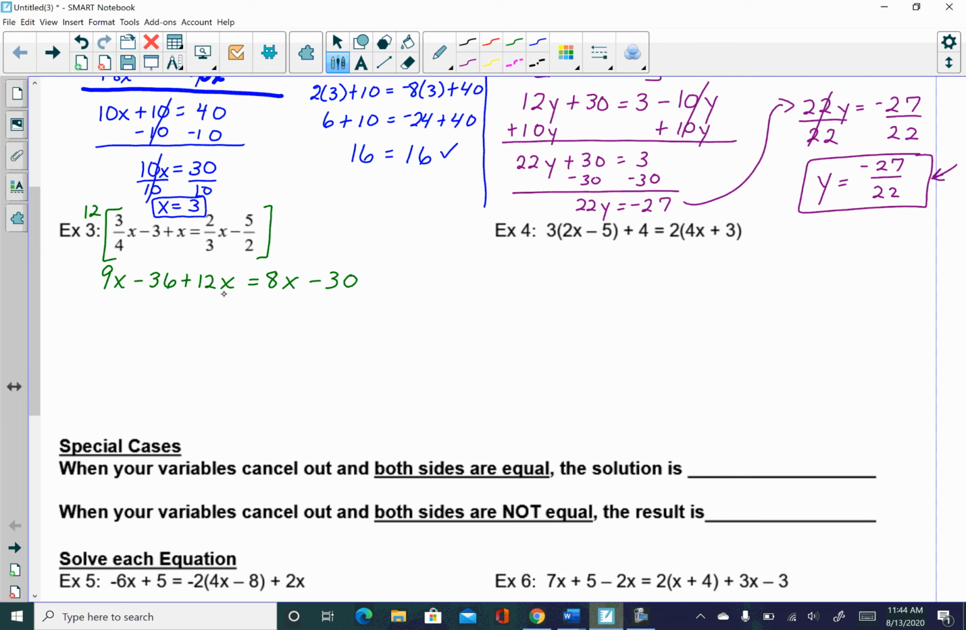Okay, so now from here, if you'll notice on the left-hand side, you have like terms. I would combine those before I go any further. So 9x plus 12x would give me 21x. So I have 21x minus 36 equals 8x minus 30.